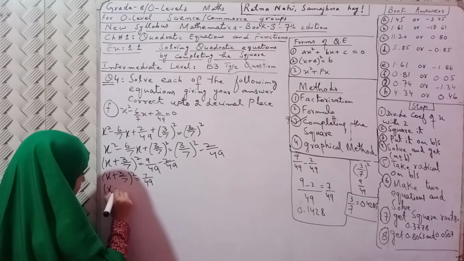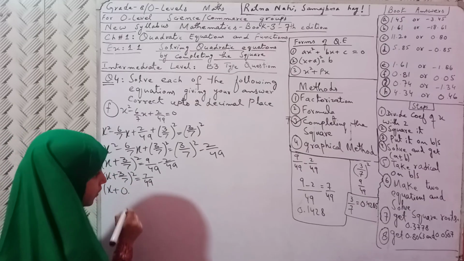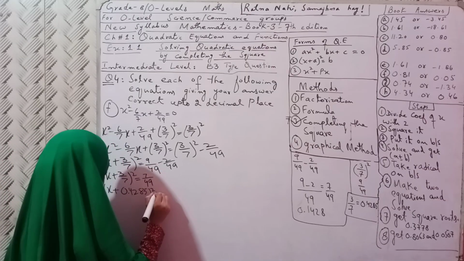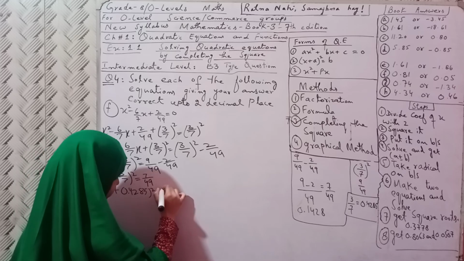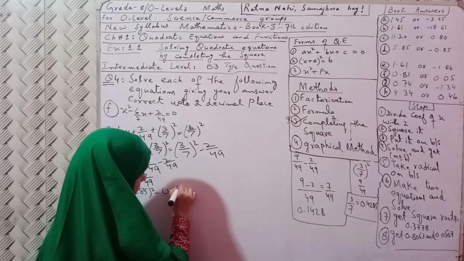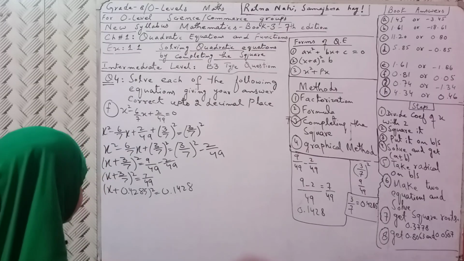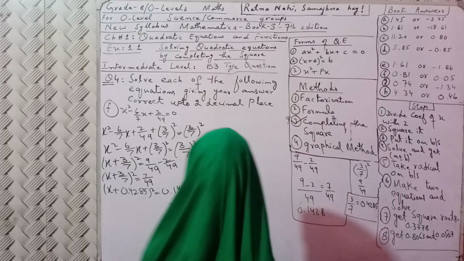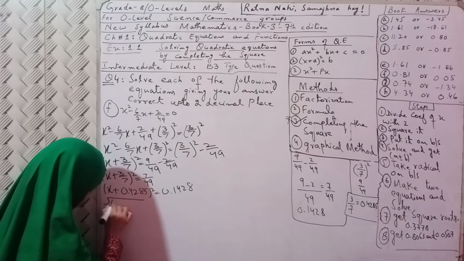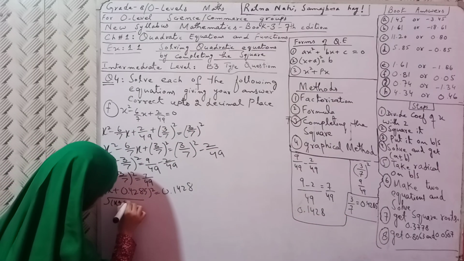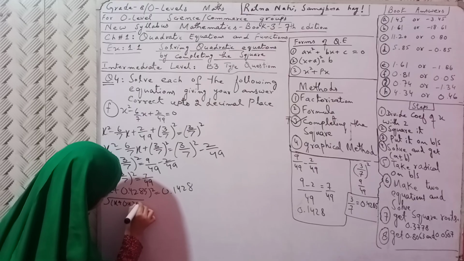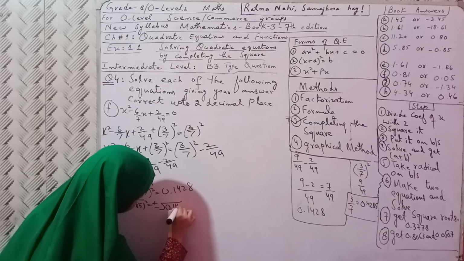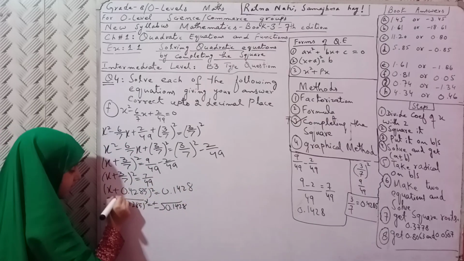So the answer will come: x plus 0.4285 whole square is equal to 0.1428. Then take the radical on both sides. So here comes x plus 0.4285 equal to plus minus radical 0.1428. Now this will be cut.